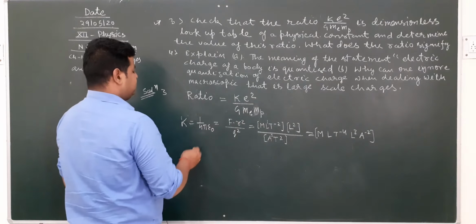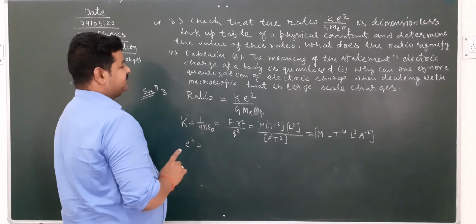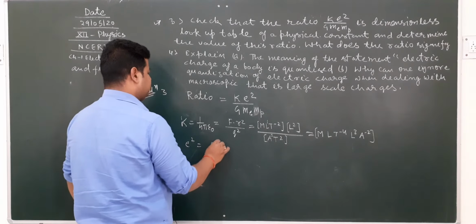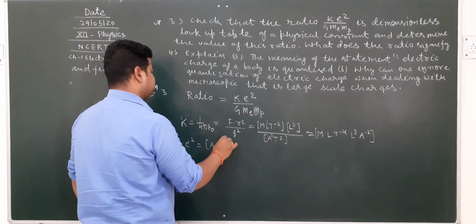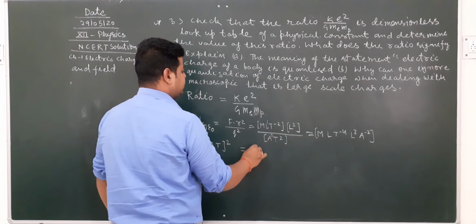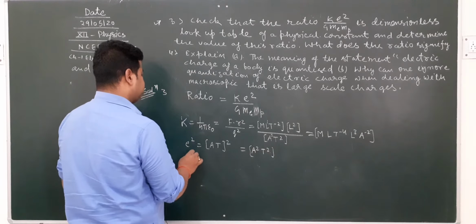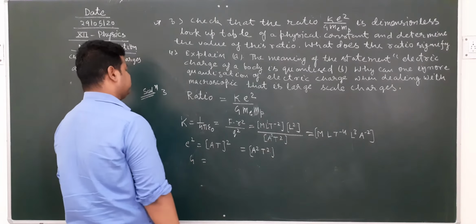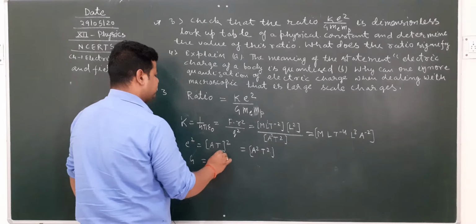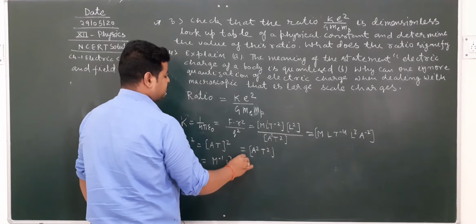Here we have e square. This is also the charge of an electron. So the dimensional formula of charge is AT whole square, so it is written as A2 T2. Clear? And the dimensional formula of G we have already calculated in class 11th, that is M minus 1 L3 T minus 2.